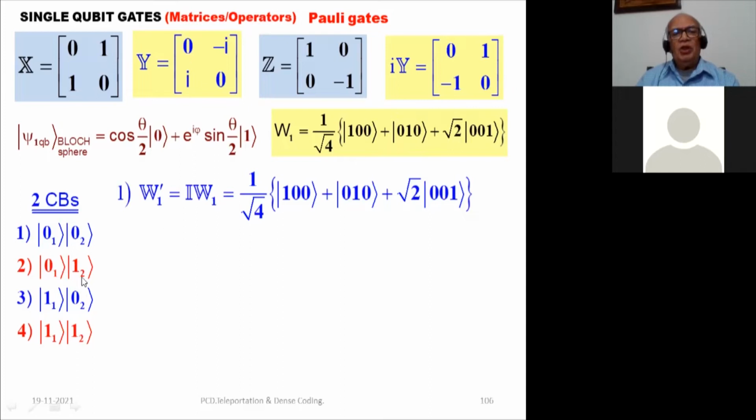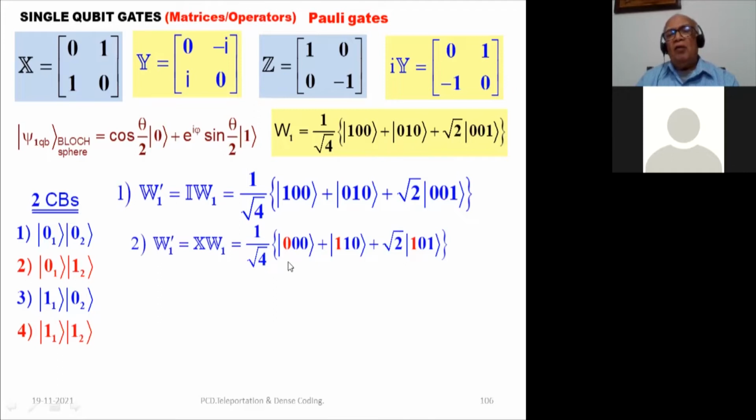If she begins with 2, then she does a NOT operation. So it is only on qubit number 1, which is with Alice, which is going to get inverted. So this 1 goes to 0, this 0 goes to 1, and this 0 goes to 1. The remaining states of qubit number 2 and qubit number 3 remain unchanged, and the transformed 3 qubit vector is this.